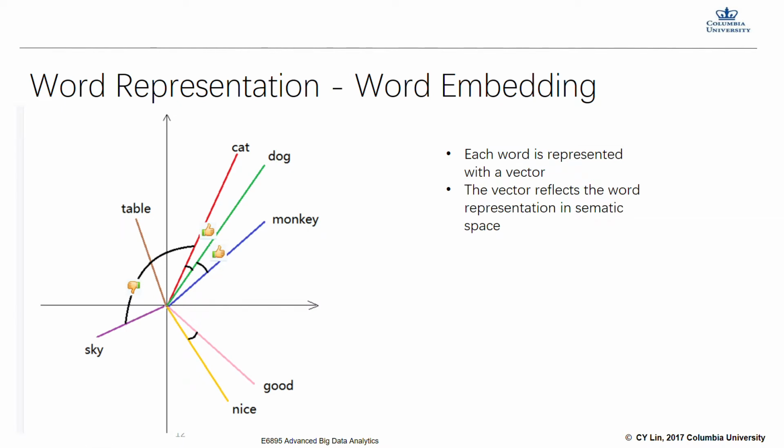And in the caption part, the main thing we use is word embedding, which is a great way for word representation. The basic idea behind this is that each word is represented with a vector, and the vector reflects the word representation in some semantic space, the vector space. And we can see some results here: words that have similar meaning are near each other.